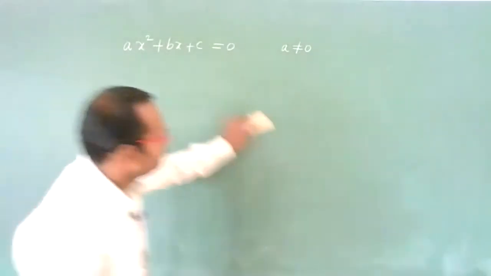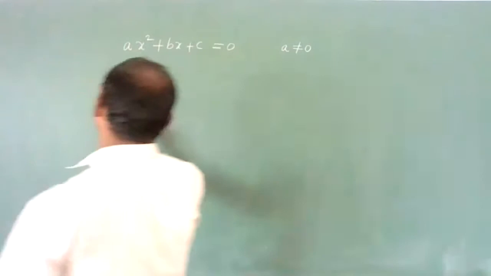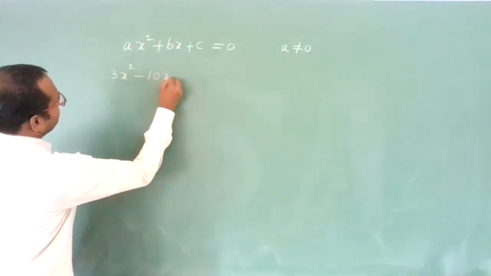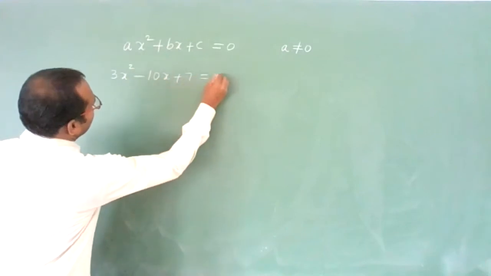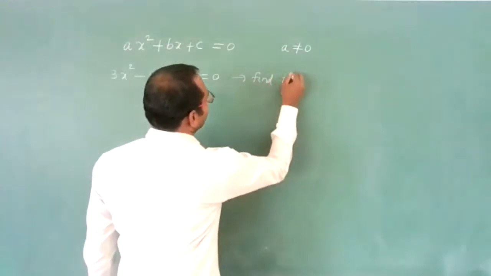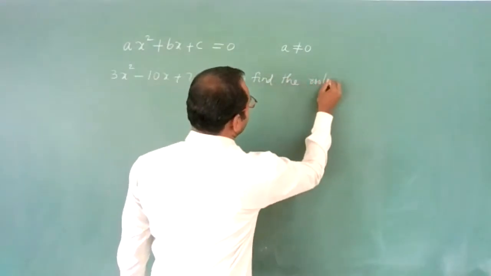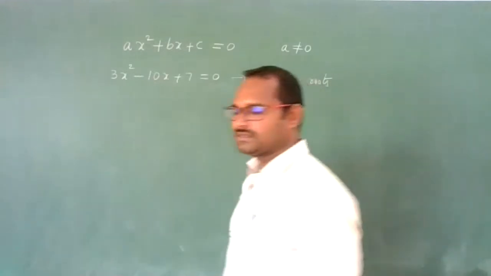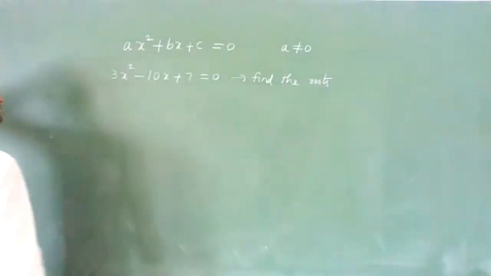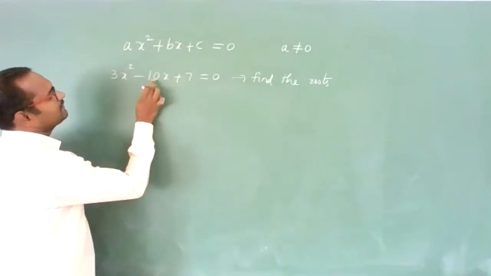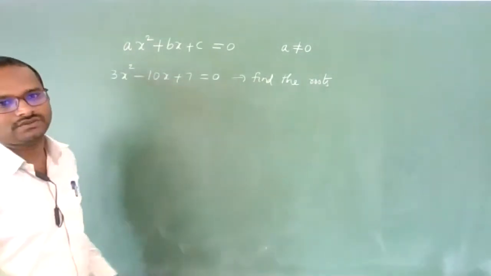Students, suppose I give you the equation 3x square minus 10x plus 7 is equal to 0. Find the roots of this equation. Writing this in the form of 10 and 7 is difficult.